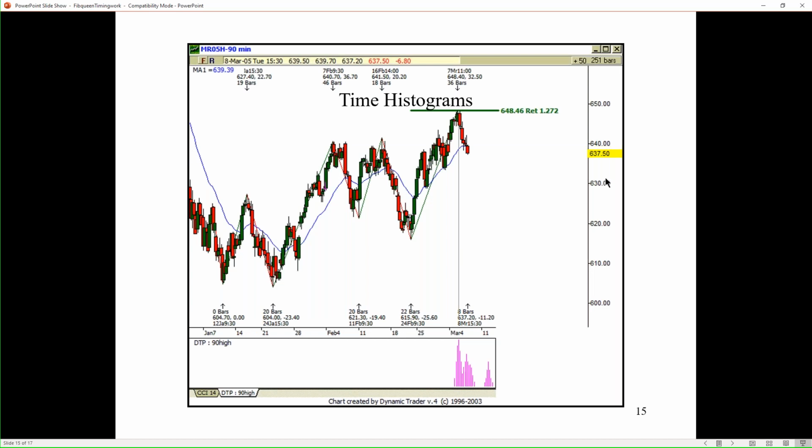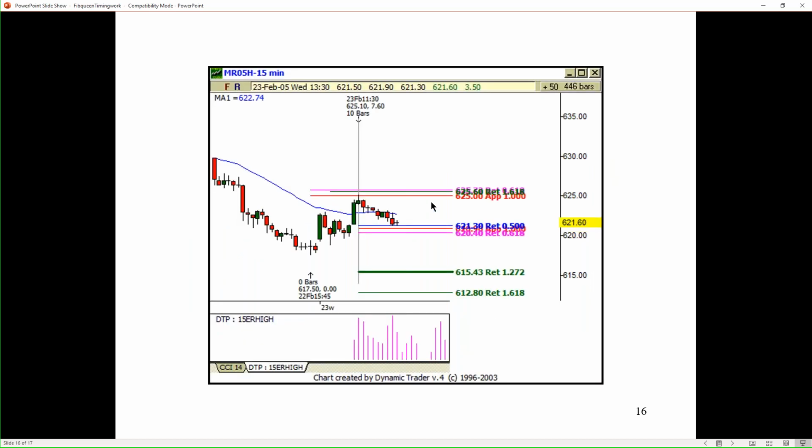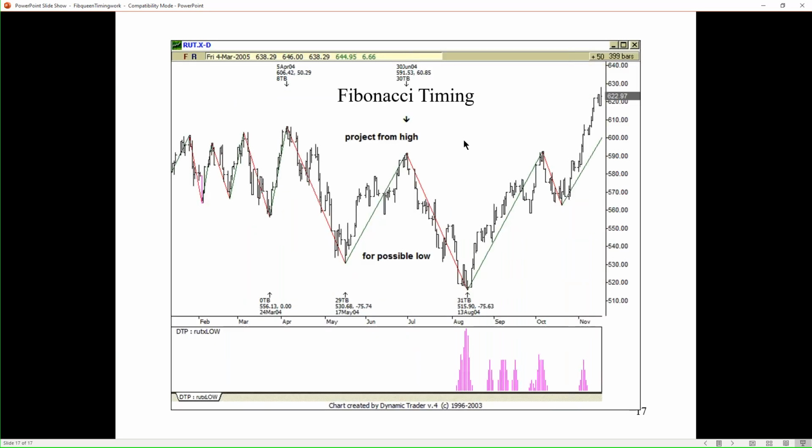Time histograms, I'm probably better off showing you one. And that's the pink histograms that you see underneath the chart. This is kind of what it's going to look like. So what I have to do on any chart is create a swing file that will show me all the swing highs and lows that I would want to use to run timing.